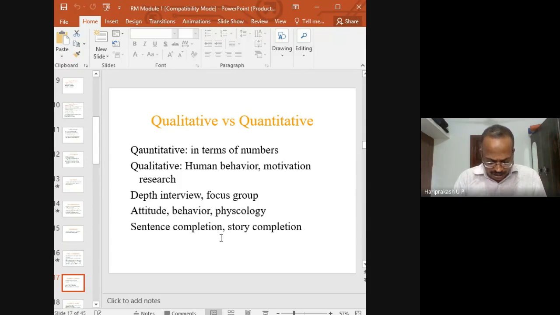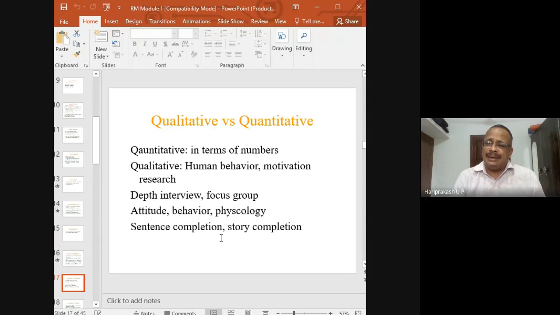While the people freely discuss, this person is noting down some points pointed out by the members, the important points that come up in the discussion. So that is a focus group. Okay, so these findings, this data, will be used for research.